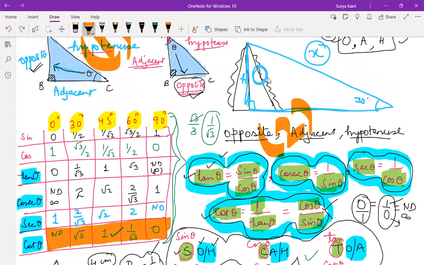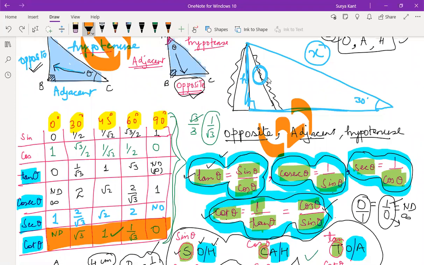Sine theta, you can remember as 0, 1 by 2, 1 by root 2, root 3 by 2, and 1. Only the first line, can you remember? Yes, sir. That's it. For cos theta, you write from the back. Sine theta we have written from 0 to 1, cos theta we are writing from 1 to 0. Is it clear?